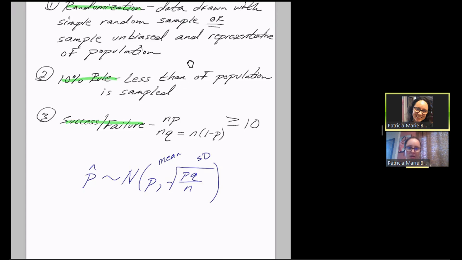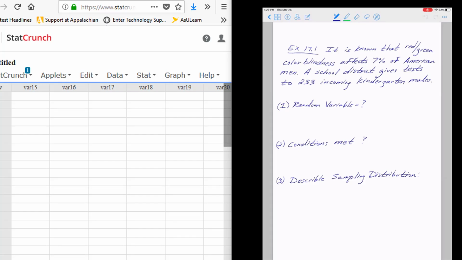So let's practice an example. Okay, example 17.1. It is known that red-green color blindness affects 7% of American men. A school district gives tests to the 233 incoming kindergarten males. Okay, so we want to look at what's going on here. First of all, what is the random variable?